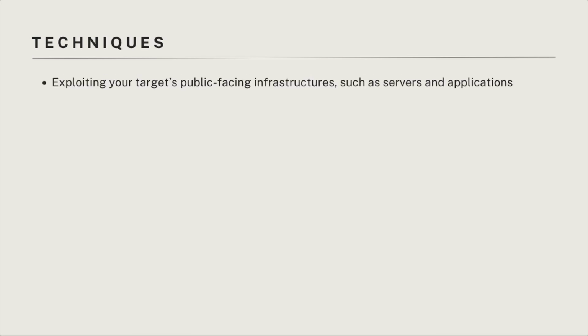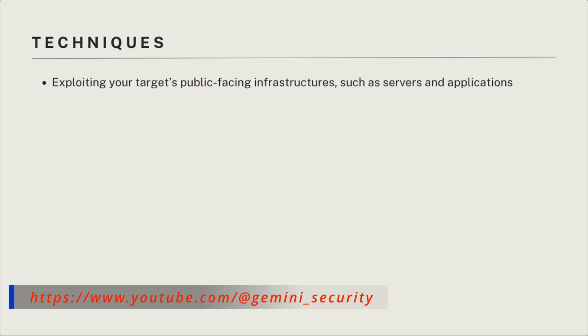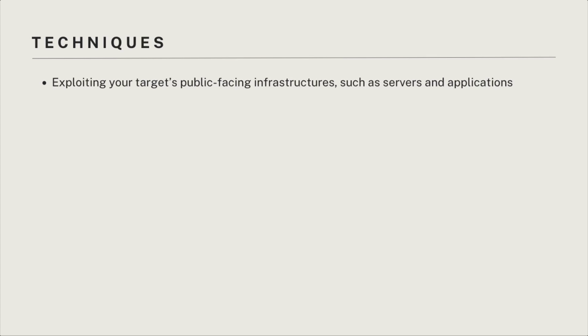When it comes to initial access, the most common technique would definitely be exploiting your target's public-facing infrastructure, such as a vulnerable server or application. This could be a manual exploitation. Perhaps you have found an unrestricted file upload and you could exploit it by uploading a web shell, gaining code execution on the server. Or it could be a web server running an outdated version and there is a public exploit for it that you can use and gain a shell on it.